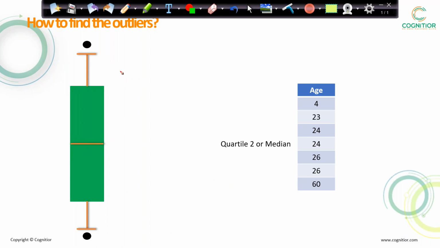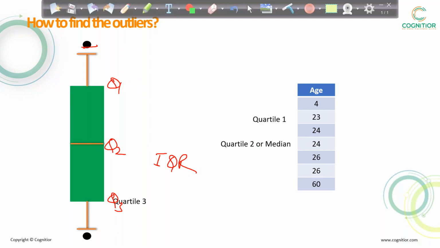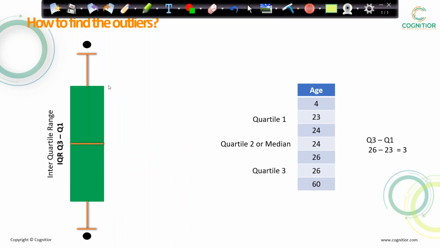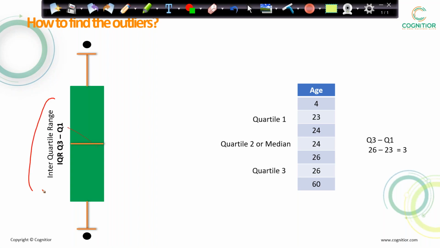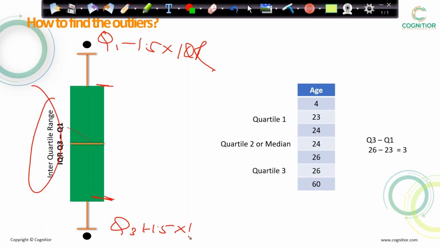Now there is a formula for outlier. This is my Q1, this is my Q3, this is my Q2, and there is a concept of interquartile range, IQR, which is nothing but Q3 minus Q1. The formula for the lower side outlier is Q1 minus 1.5 into IQR, and the higher side outlier is Q3 plus 1.5 into IQR.